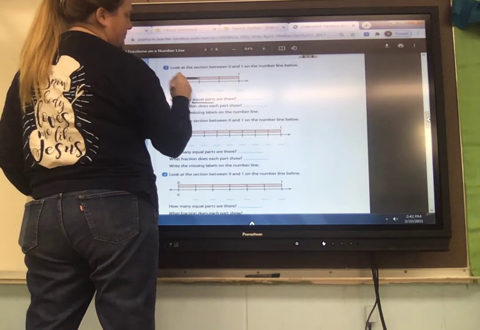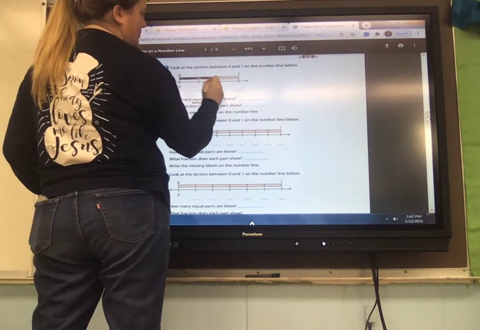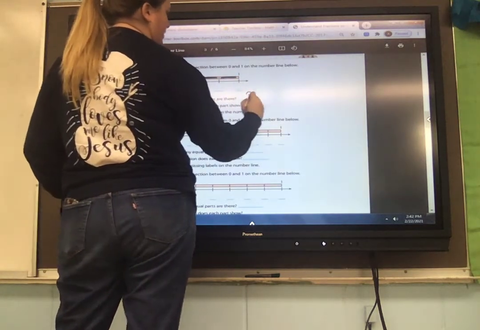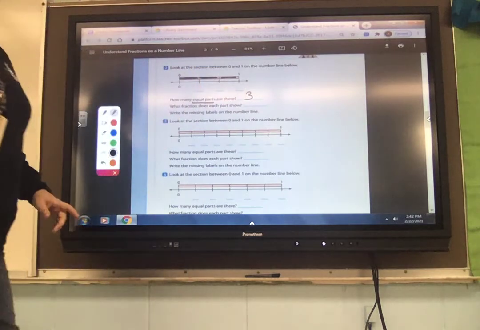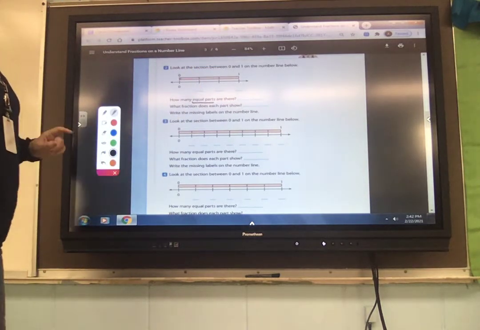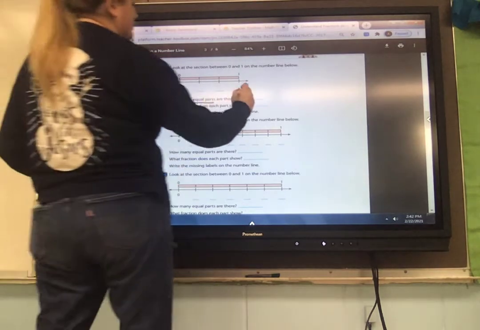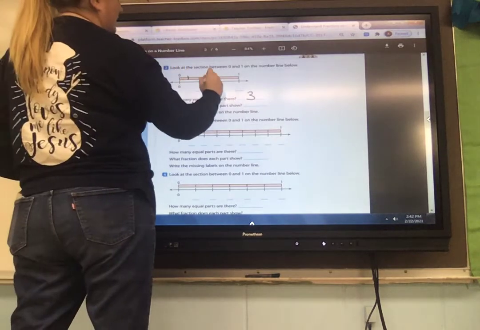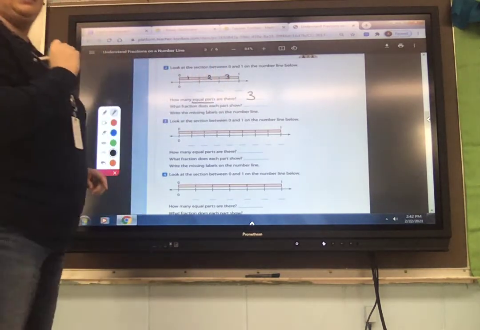That's 1, 2, 3. So I can see there are 3 equal parts. Did everybody see what I counted? 1, 2, 3. There were 3 equal parts. Okay, we got that.